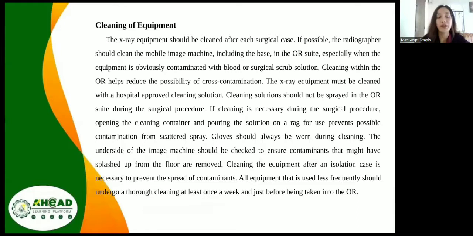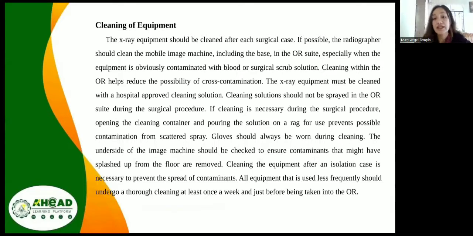Cleaning of equipment. The X-ray equipment should be cleaned after each surgical case. If possible, the radiographer should clean the mobile imaging machine, including the base, in the OR suite, especially when the equipment is obviously contaminated with blood or surgical scrub solution. Cleaning within the OR helps reduce the possibility of cross-contamination. The X-ray equipment must be cleaned with a hospital-approved cleaning solution. Cleaning solution should not be sprayed in the OR suite during the surgical procedure.